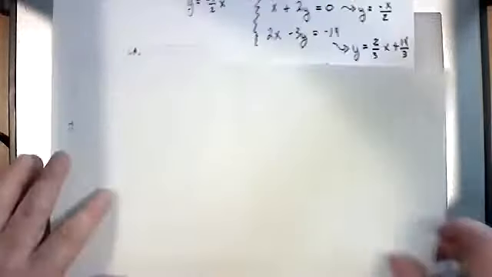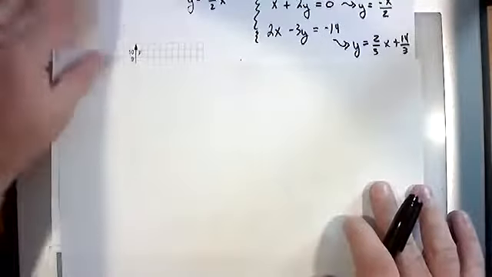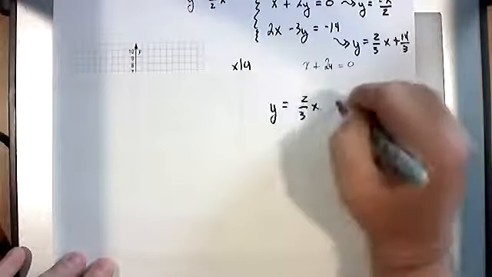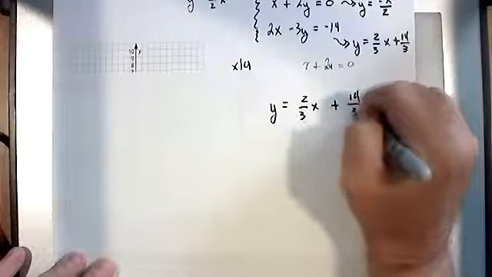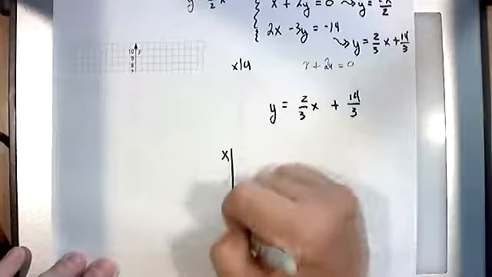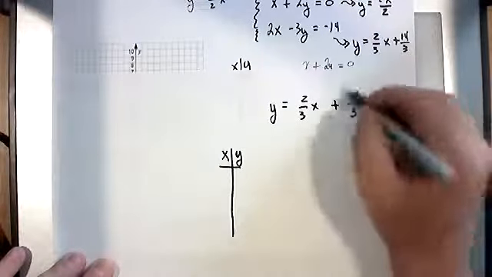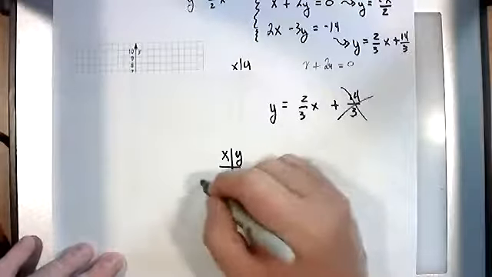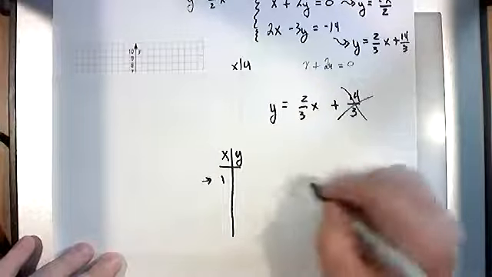So let's just do this right here, kind of do it underneath it. All right, so we've got y equals 2/3 x plus 14 over 3. And I need one point to start with because that 14 over 3 is sort of useless. All right, so remember how the table method works. You just pick a point.